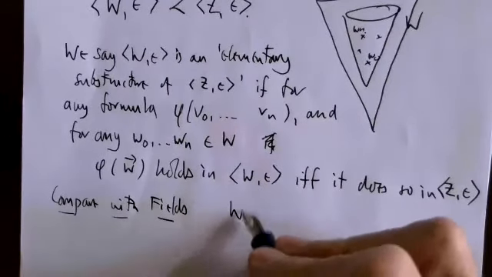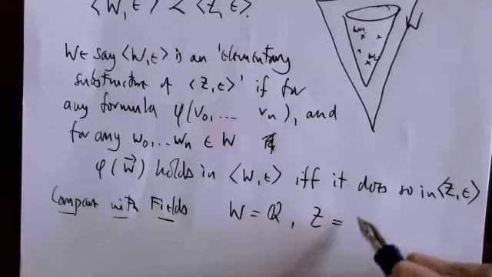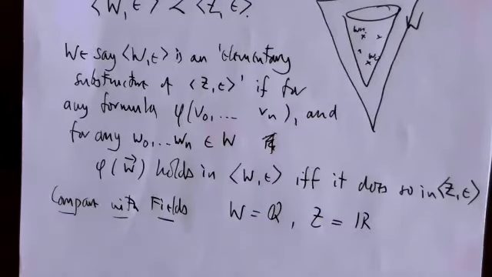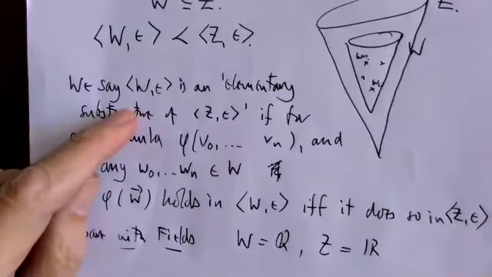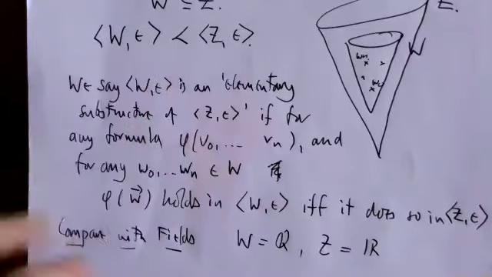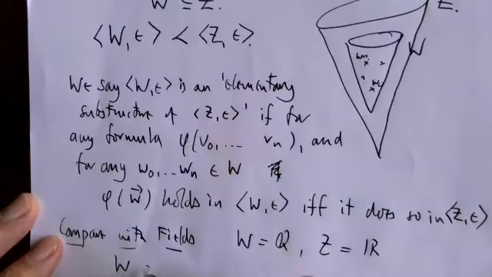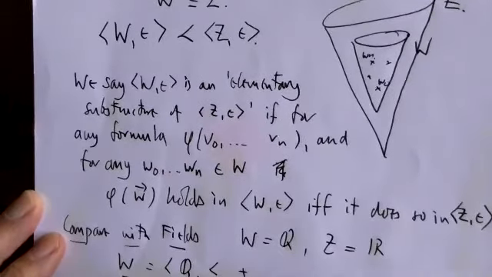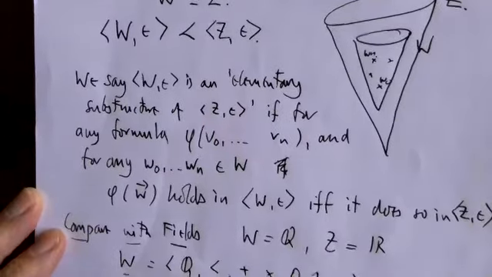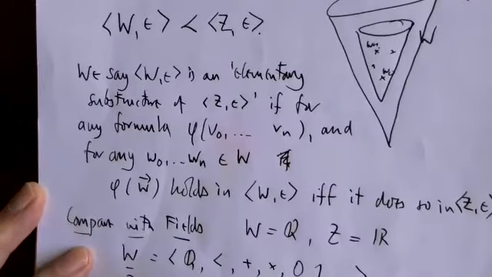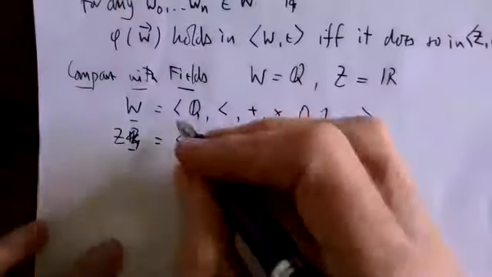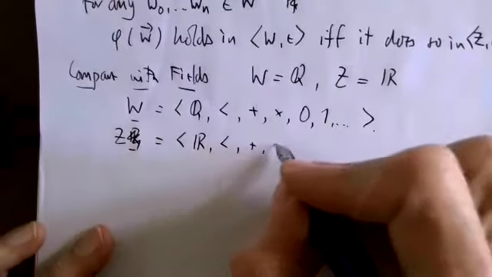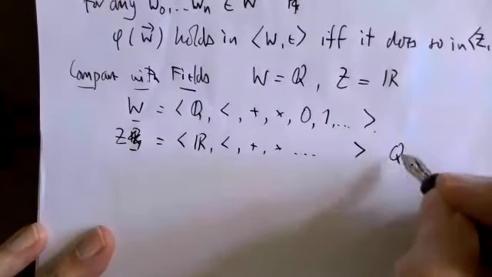Suppose W is the rationals and Z is the reals. Now, when we talk about the reals and the rationals, we're not talking about epsilons. We think perhaps that W is a structure where you've got the rationals here and you've got less than and you've got plus and you've got times and you have zero. And perhaps the language has constants for the natural numbers. And Z is the same, but we take the reals here. So Q is contained in the reals.